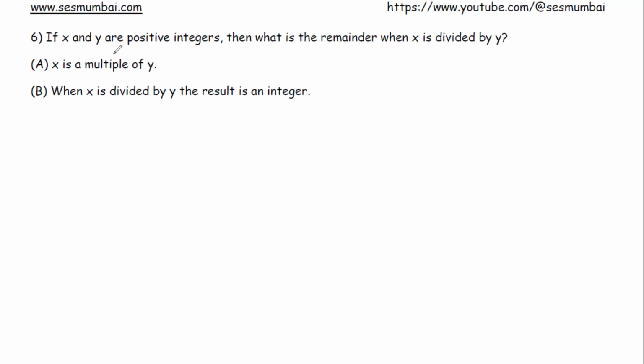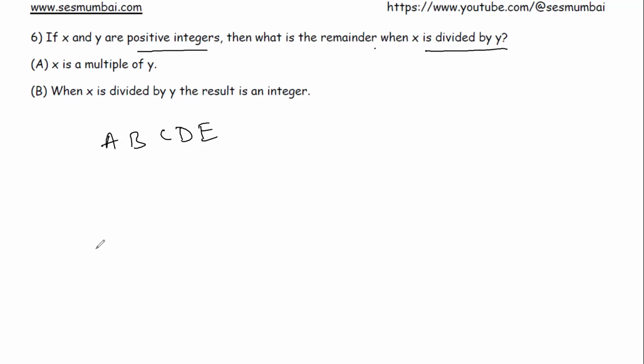Question 6. X and y are positive integers, then what is the remainder when x is divided by y? So statement A, B, C, D, E, like that. Statement A, x is a multiple of y. So when x is a multiple of y and x and y are positive integers, then clearly x is a multiple of another integer. Therefore, x is also an integer, right? I mean, x is a multiple of y, right?